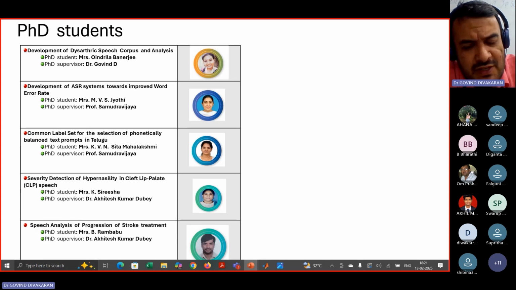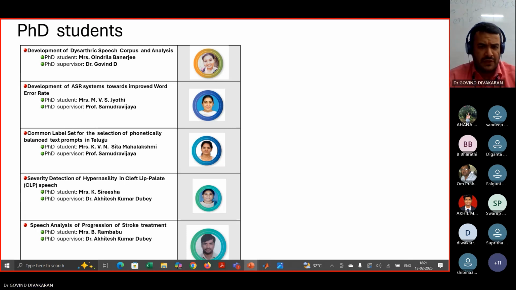The third person is Lakshmi, who is also guided by Professor Samudra Vijaya. She will be working on the phonetic aspects of the prompts that we use for collecting data. All these prompts used for recording are in Telugu, and she is using a common label set to bring some phonetic balance in designing these prompts. Acoustic analysis will also be done as part of her PhD.